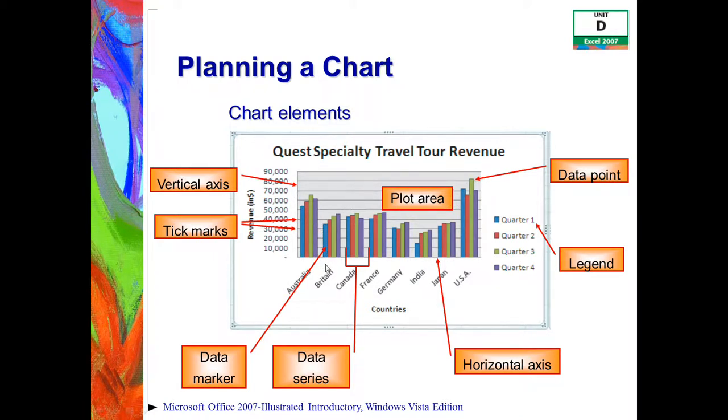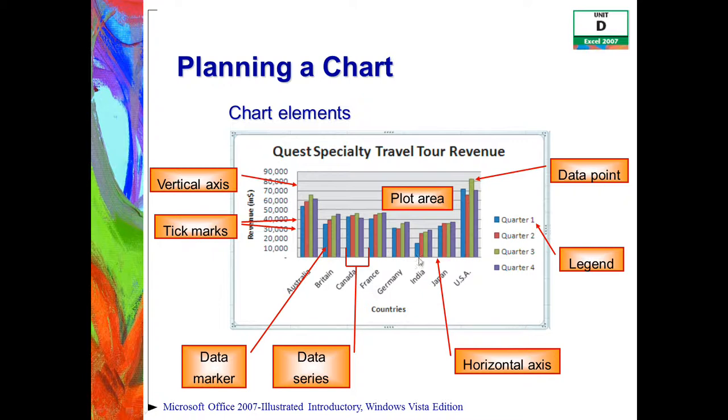Of course, we have our data markers, and that is the individual columns in this case, and that's a data marker. A data series is a group of data markers. Of course, our plot area is all this area right here. That's the visual part of the chart. Either it's part of the pie chart, or in this case, the column chart.